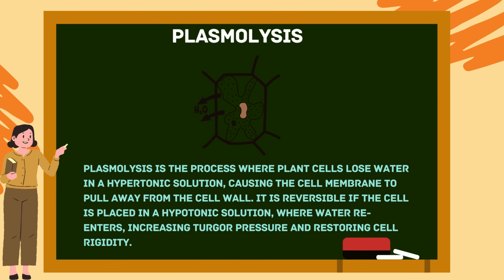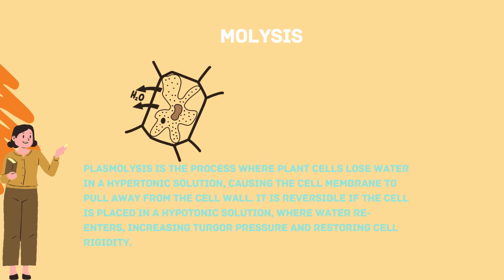Plasmolysis is the process where plant cells lose water in a hypertonic solution, causing the cell membrane to pull away from the cell wall. It is reversible if the cell is placed in a hypotonic solution, where water re-enters, increasing turgor pressure and restoring cell rigidity.